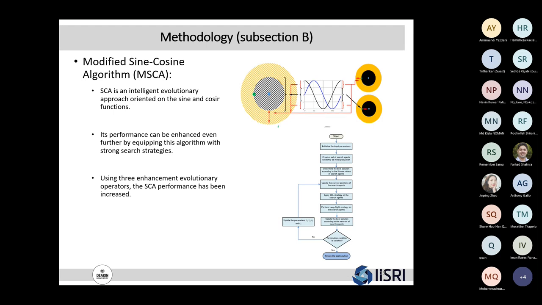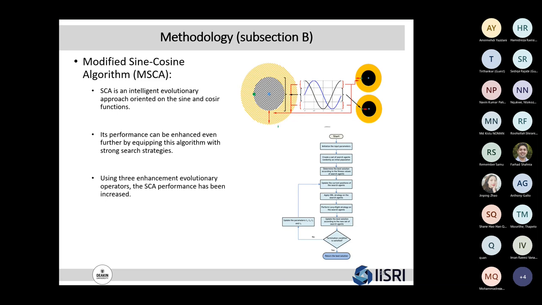We also propose evolutionary algorithms. The sine-cosine algorithm, or SCA, is an intelligent evolutionary metaheuristic algorithm based on the sine and cosine functions. For the exploration and exploitation phases, SCA uses two position update equations. Its key benefit is few tuning parameters.